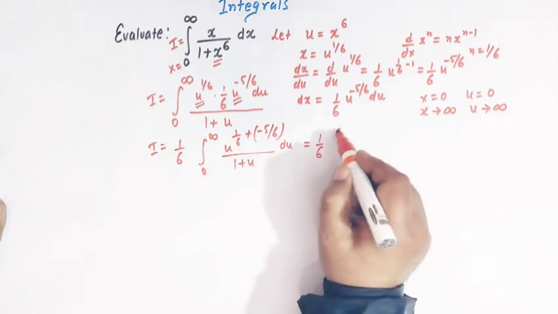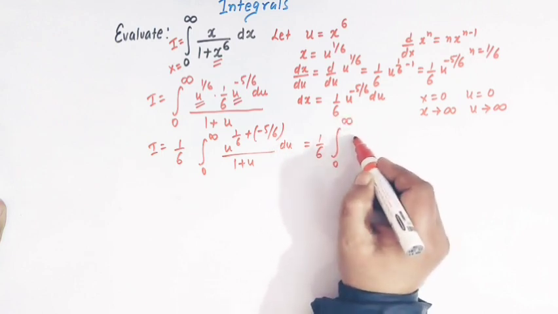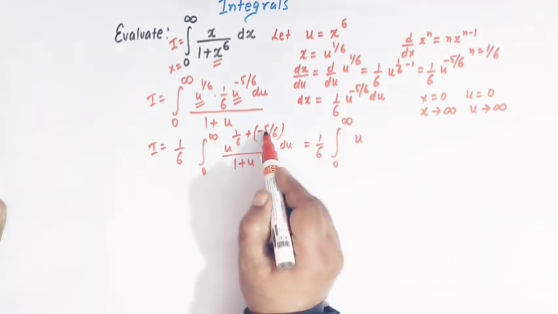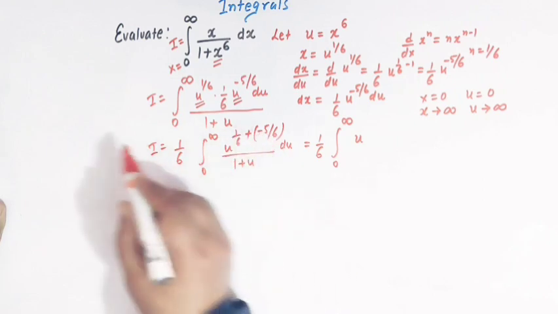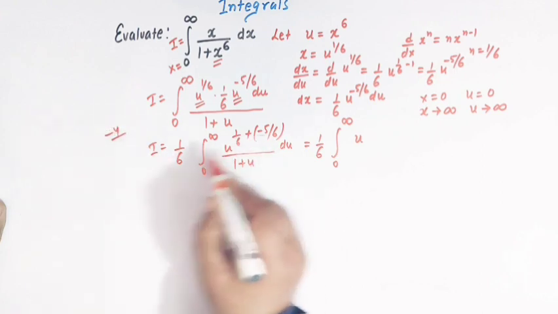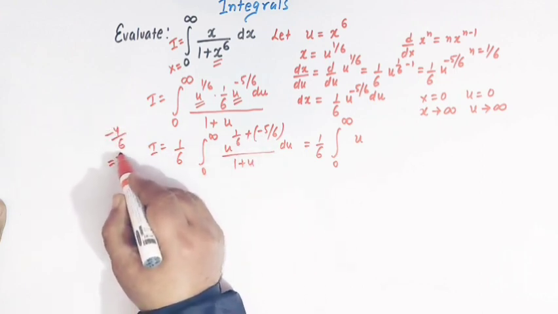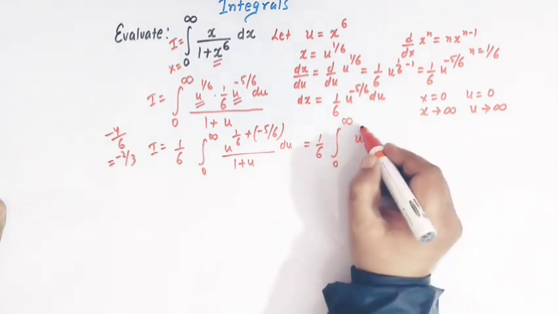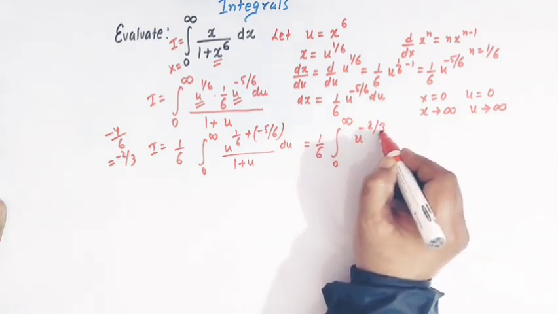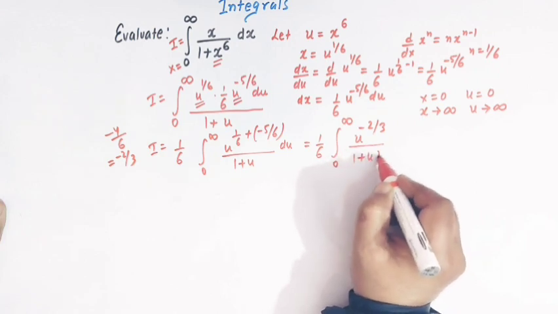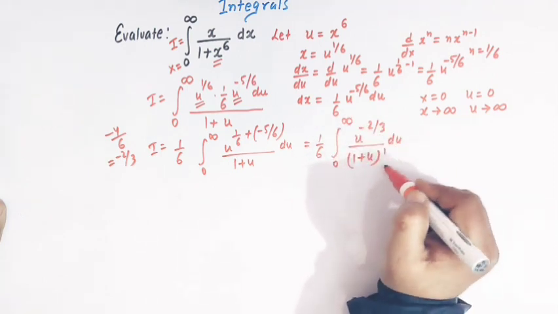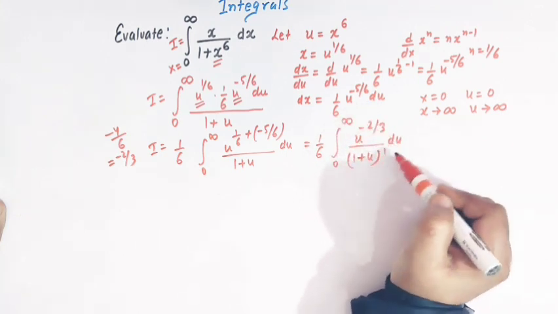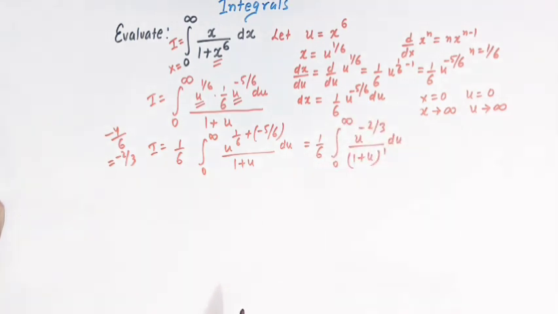So this is 1 over 6, 0 to infinity, u raised to 1 minus 5, because the denominators are the same, is minus 4, and we have 6 here, so this is minus 2 by 3. So we can write u raised to minus 2 by 3, and we have 1 plus u, which can be written as 1 plus u raised to 1. Because now we are going to compare this integral with our beta function.